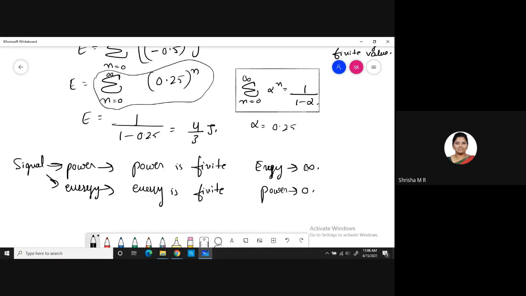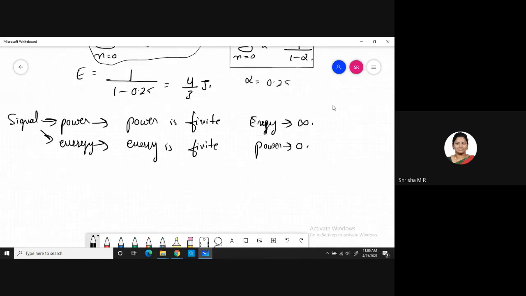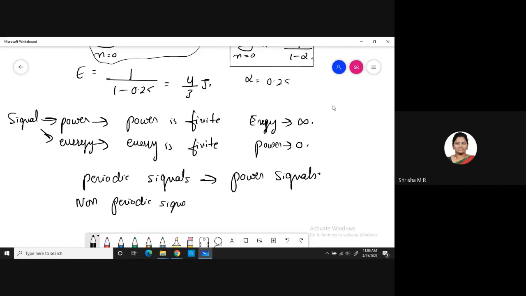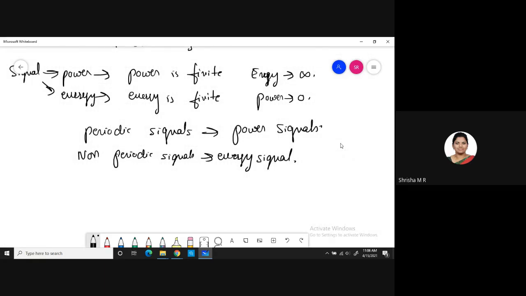Okay, so I have told you periodic signals are power signals, whereas non-periodic signals are energy signals. So you have a dilemma that for non-periodic signals also we find power. So why do we calculate power for non-periodic signals also? You had a question, right?